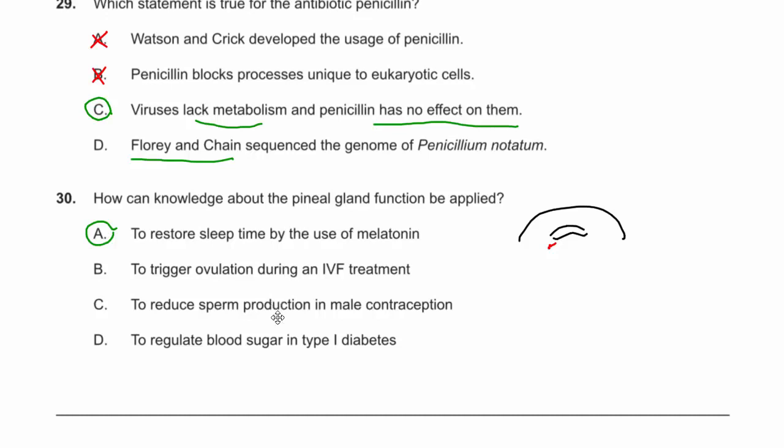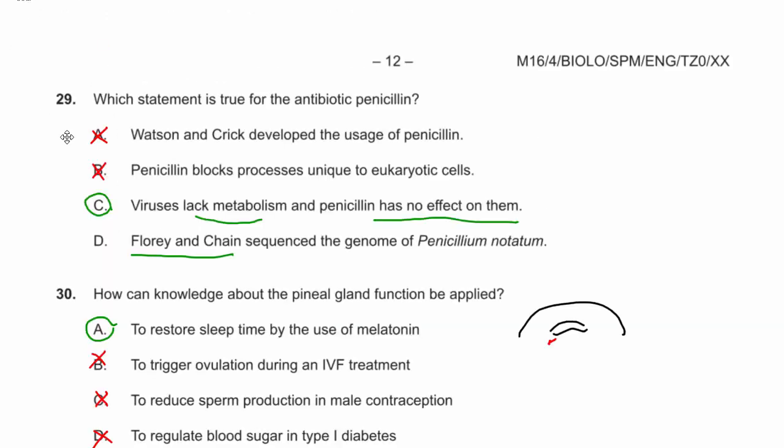B. To trigger ovulation during in vitro fertilization. No, that doesn't sound correct. C. To reduce sperm production in male contraception. No. D. To regulate blood sugar in type 1 diabetes. No. That sounds more like insulin. And that was the last question.